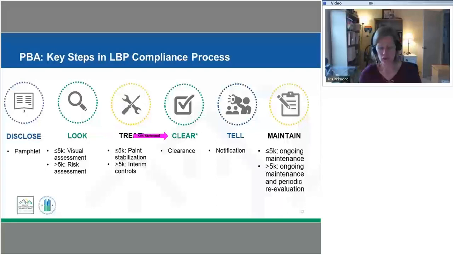So after the work has been completed, the unit needs to pass clearance, and this is done by both a visual inspection and dust sampling.